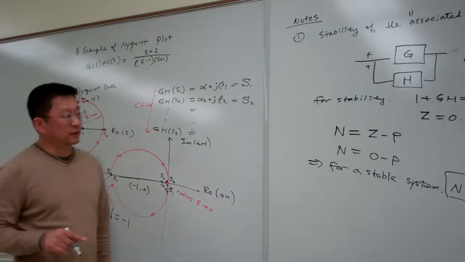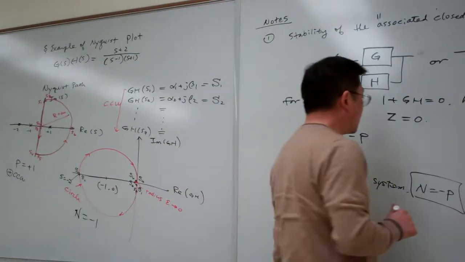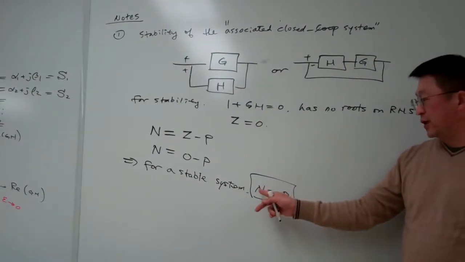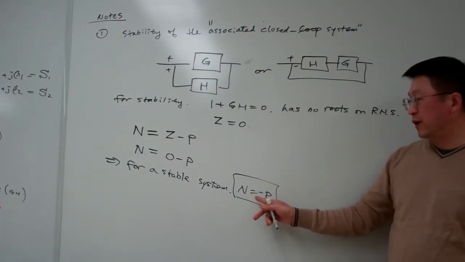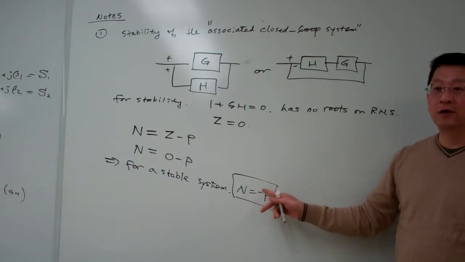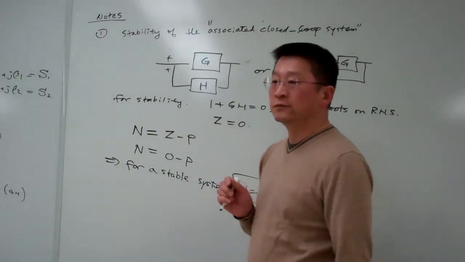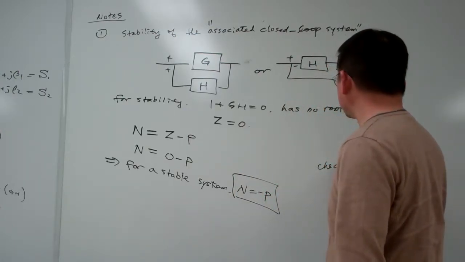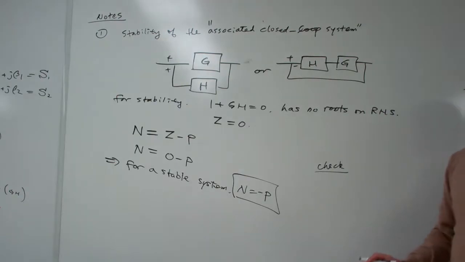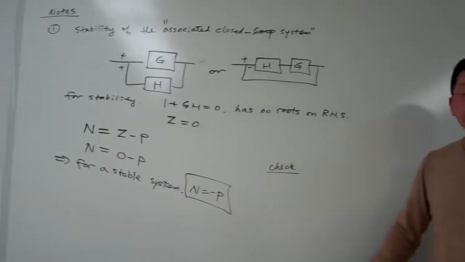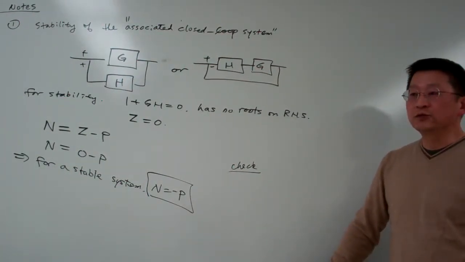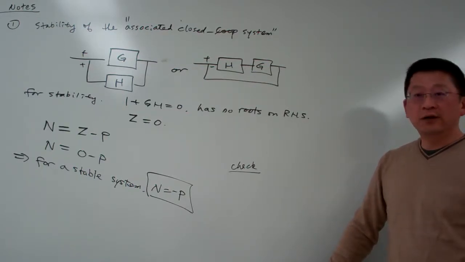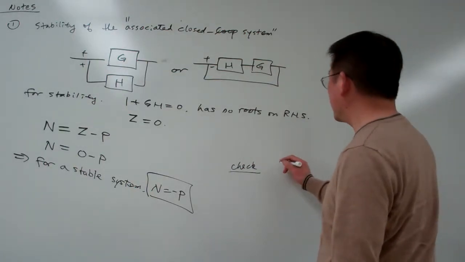So now we check here. For stability, we're asking that this must be satisfied. For this example, N equals minus 1, P equals 1, so this is satisfied. So for sure, the system is stable. If we want to check, you can check using the old methods we've been through. For example, you can use the Routh-Hurwitz method, or the root locus method, or we can simply directly solve for this one.